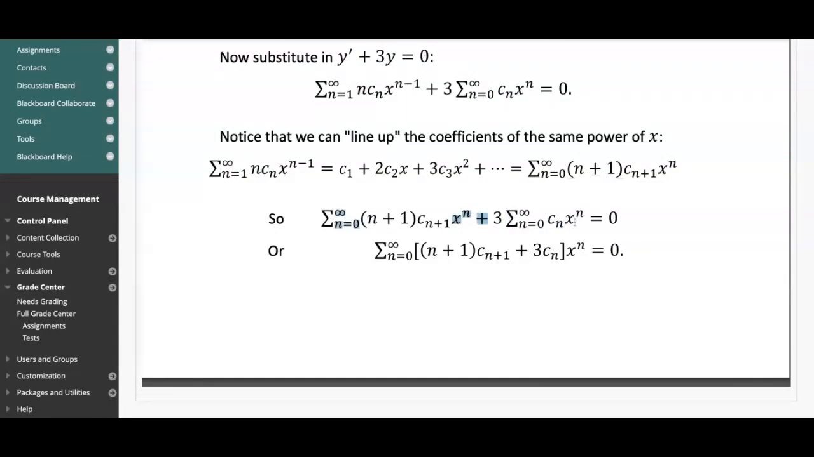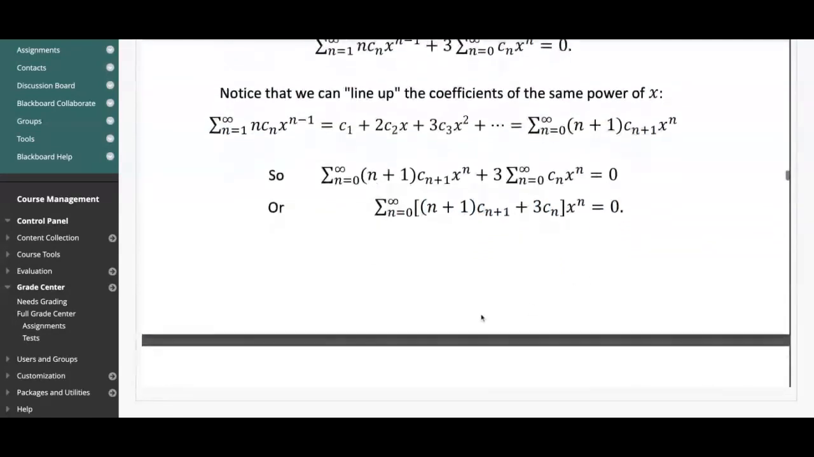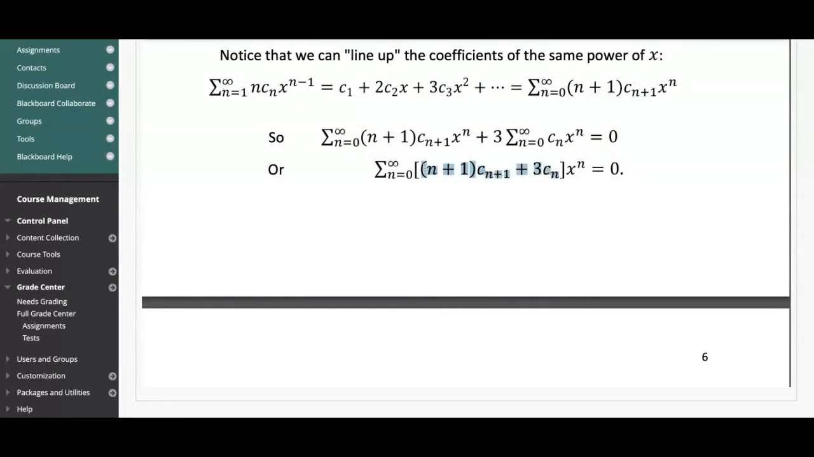Now we can factor x^n. So the coefficients we have are this: (n plus 1) c_{n+1} plus 3 c_n. And this equals 0. That means the coefficient has to be 0. Think about it. You have these infinitely many terms. How do they become 0? It's not x that is 0, but these coefficients that add up to be 0.